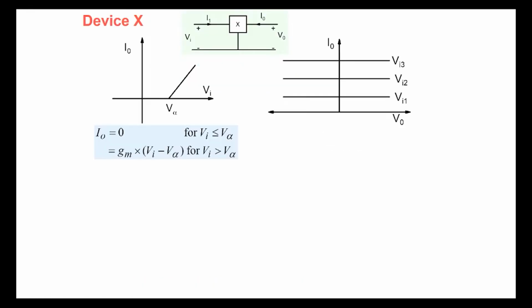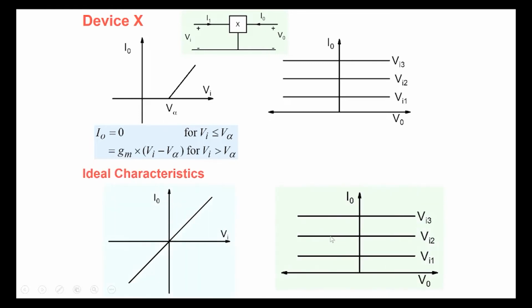All right, so this is our device X here, right? So the output side is fine. I0 versus V0 is fine. I0 is equal to 0 for Vi less than or equal to V alpha. So we are calling V alpha a threshold voltage kind of a thing. And for Vi greater than V alpha, I0 is equal to some Gm times (Vi minus V alpha). Okay, so it's a linear relationship.